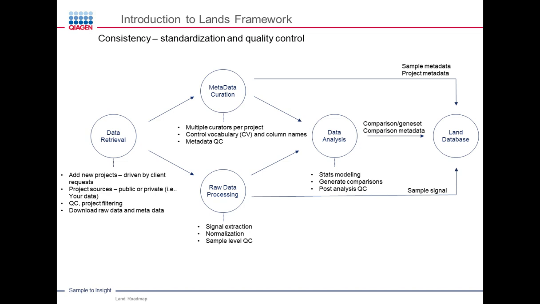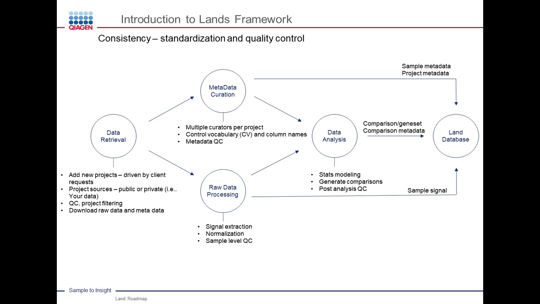A central feature of building that data into the LAND is consistency, of course, standardization, as well as quality control. What I'm showing here is basically the pipelines that we use to take those genomic data sets and build them into our LAND database. Basically, the overview is that we start with data retrieval, and that's defined by going to either public projects, new projects, or, for example, private data. So, for example, a customer's data or your data.